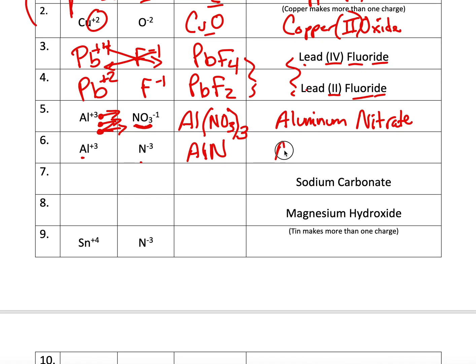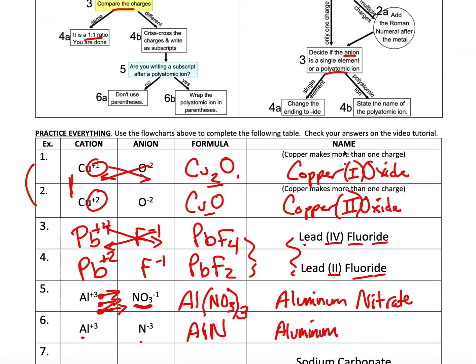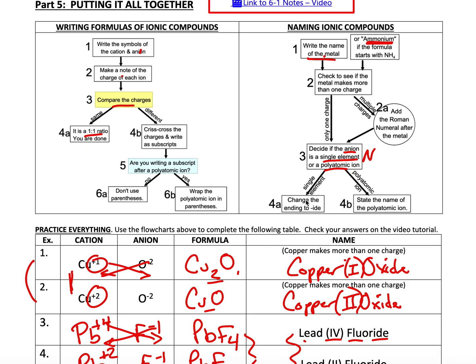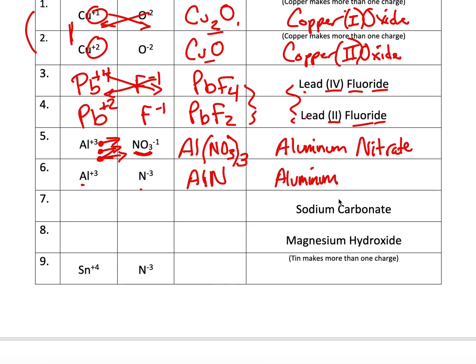What do we call it? Aluminum. But then we got to deal with our non-metal. So we wrote the name of the metal. We checked to see if it made more than 1 charge. It didn't. Now we're here. Decide if the anion is a single element or a polyatomic. This is a single element. It's just N. So if it's a single element, you change the ending to "ide." So this is aluminum nitride.